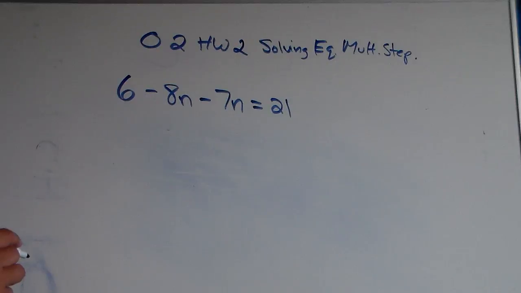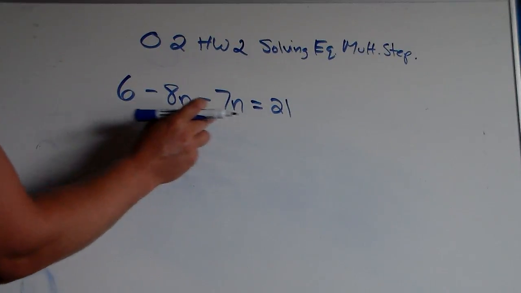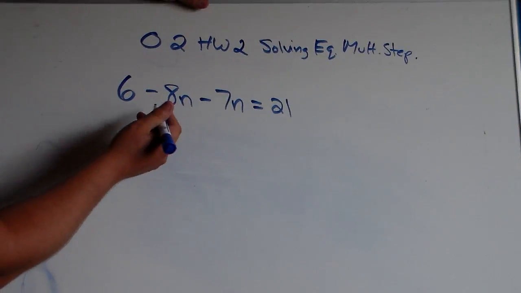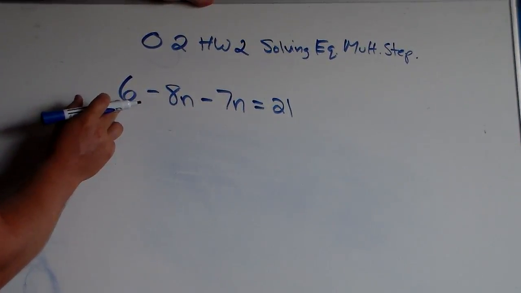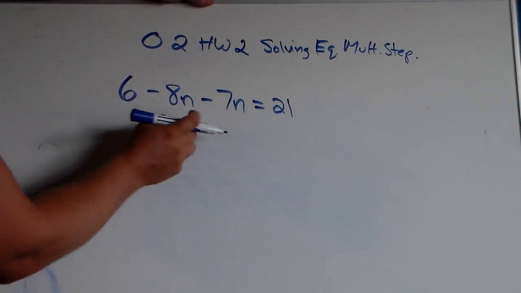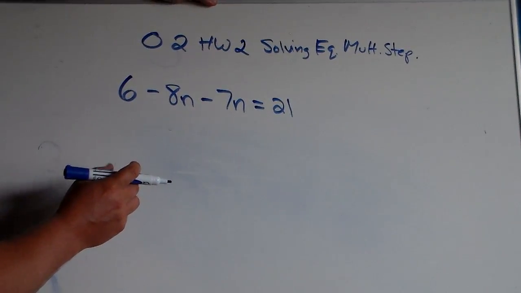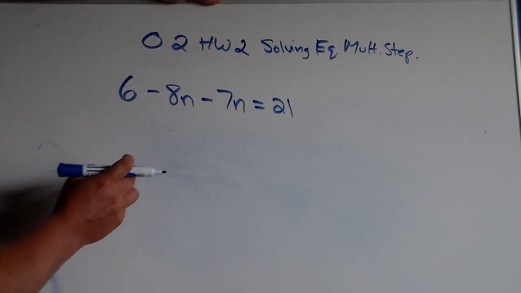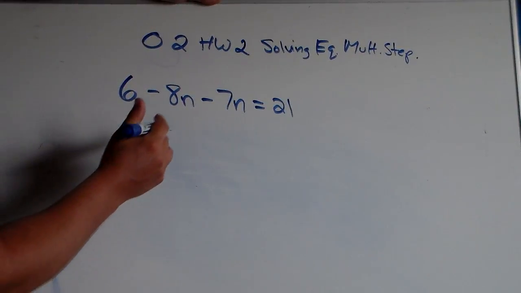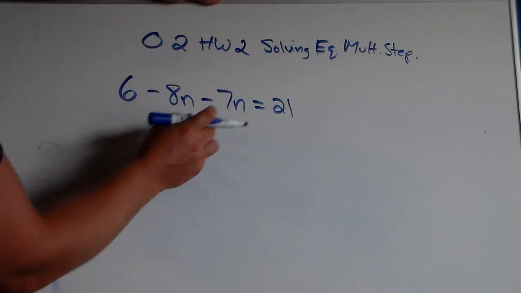So we see our like terms here on the left hand side. We have a negative 8n minus 7n. But this 6 doesn't have an n, so we cannot combine it with the 8 and the 7. We can only combine the negative 8 and the negative 7 because both of them have an n to the first power. So that's what we're going to do first. We're going to combine our like terms.